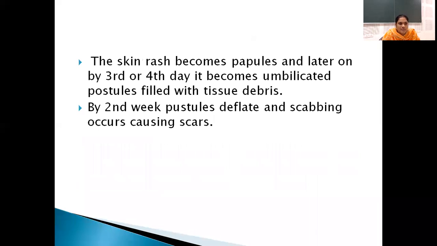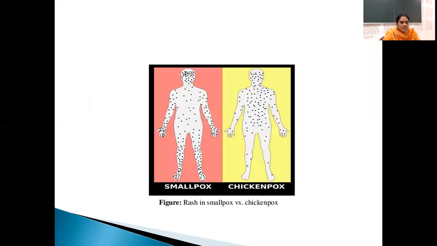The rash becomes papules, and later on, by the third to fourth day, it becomes umbilicated pustules filled with tissue debris. And by the second week, the pustules deflate and scabbing occurs, causing the scars. This is a presentation. Usually, in chickenpox, the central area is mostly involved, and in smallpox, the face, the extremities, and the distal portion of the extremities are most commonly involved. Central trunk and face is most commonly involved in chickenpox.